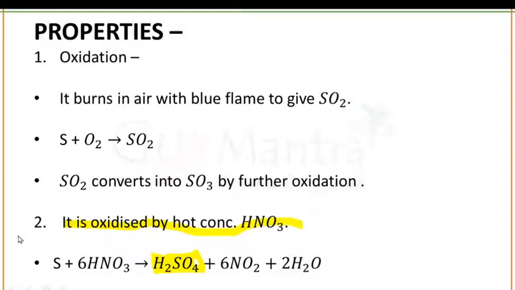Also, it is oxidized by hot concentrated HNO3. When you react sulfur with hot and concentrated HNO3, what will you get? It gets oxidized and forms H2SO4, sulfuric acid.